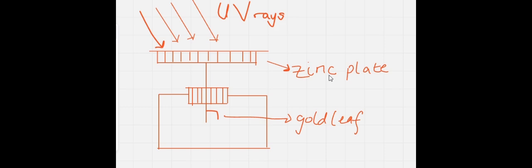That would imply that electrons were somehow leaving the apparatus, which may have confused the first scientists that did this experiment.